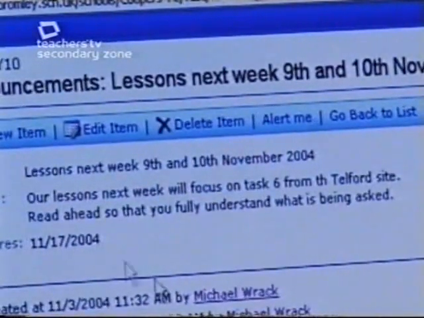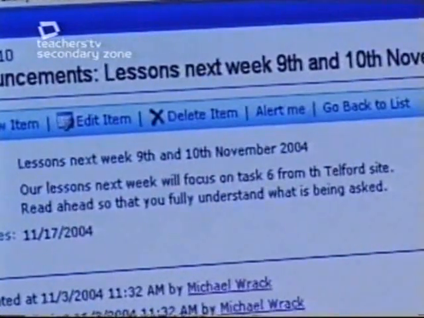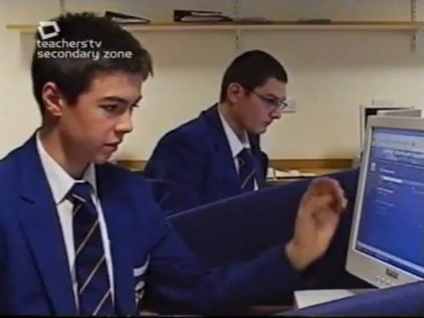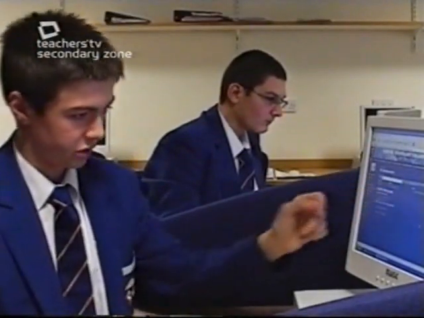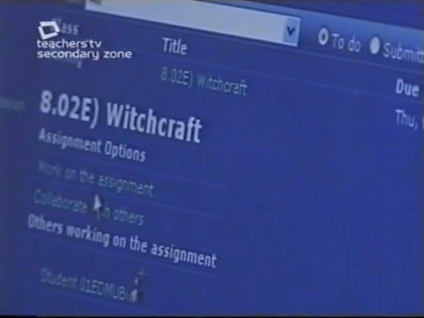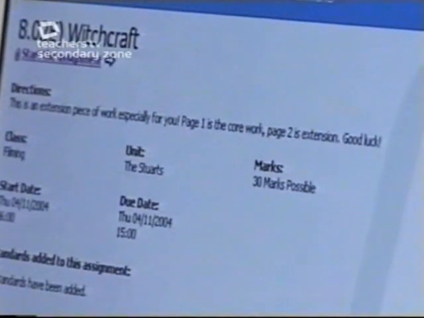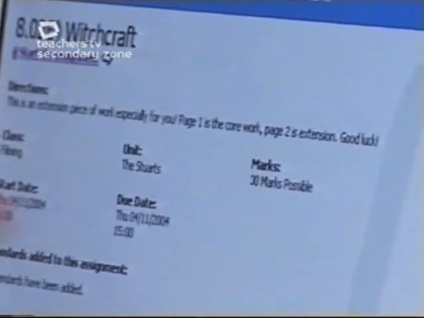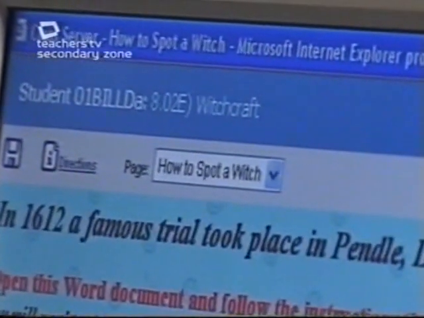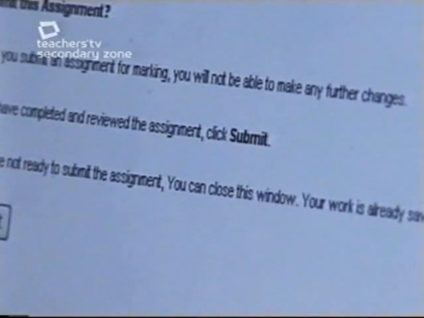And every lesson, something's posted on here saying what we're going to do in the lesson. I can set different pieces of work at different levels for different students in the class, and then they decide when and where they access that. At the moment I've only got this one here, which is on the witchcraft. It says here when it's been given to you, how good it has to be and how many marks you can get. Once you go onto the actual page and do your work, you can save it and it will be sent straight to the teacher in a way like an email.